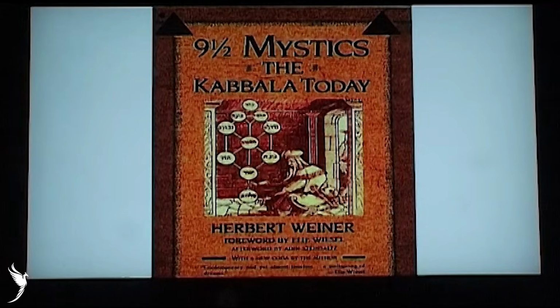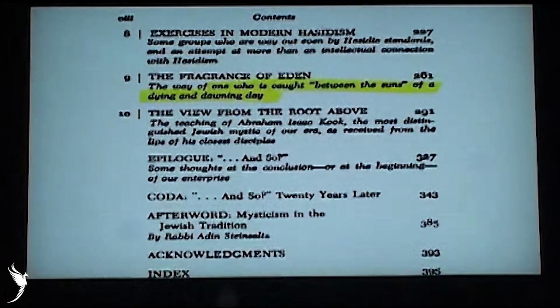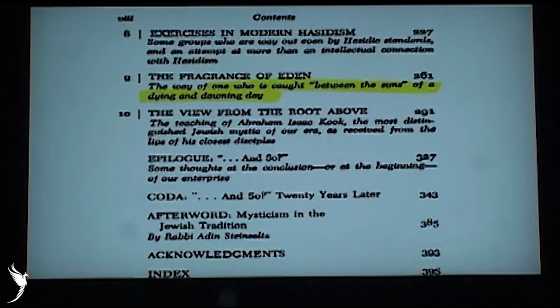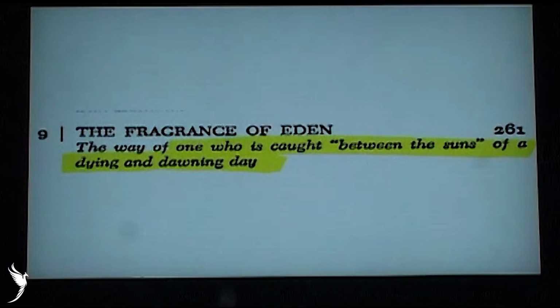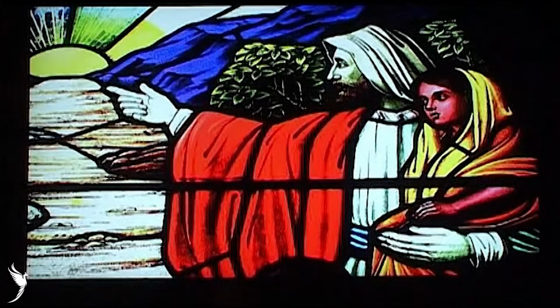In the book Nine and a Half Mystics, the Kabbalah Today, the ninth chapter is called The Fragrance of Eden, the way of one who is caught between the suns of a dying and dawning day. So this is a very important Jewish symbol also in synagogues, the sun rising for the new dawn.